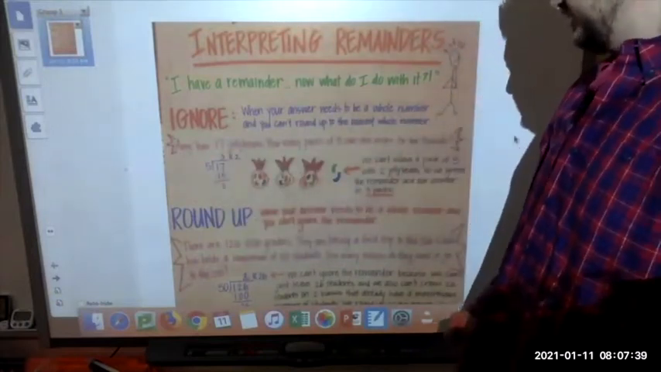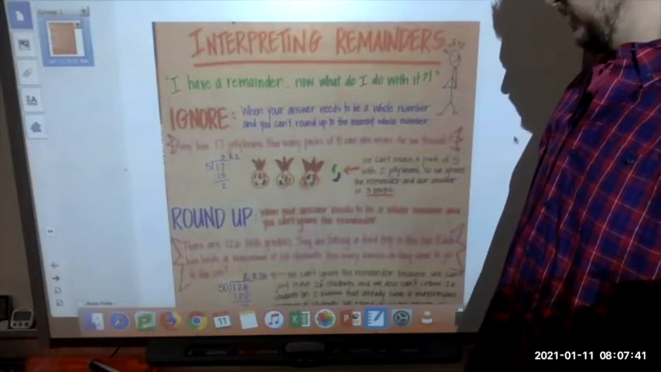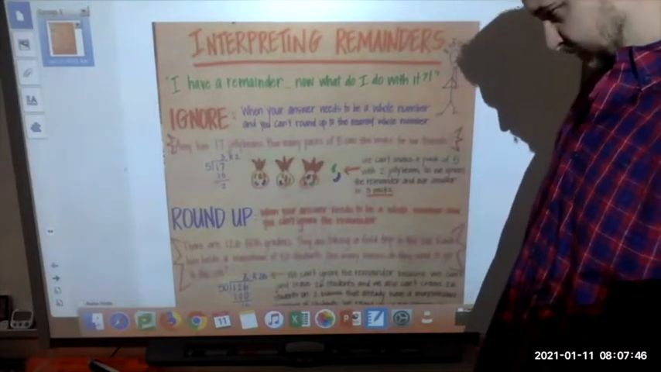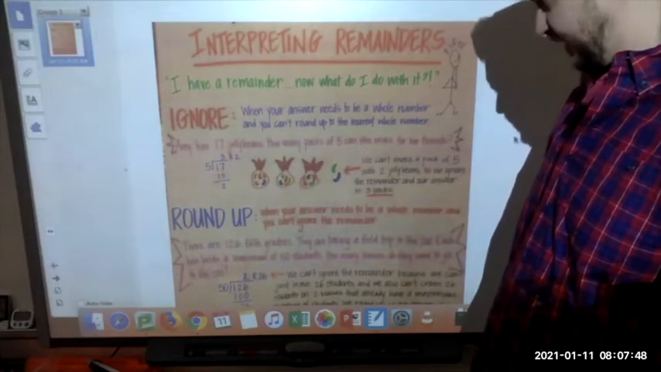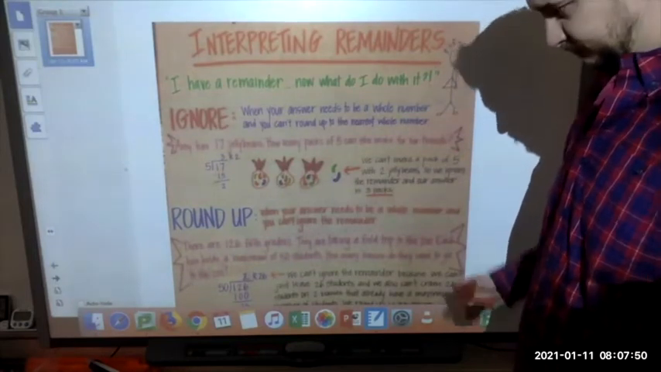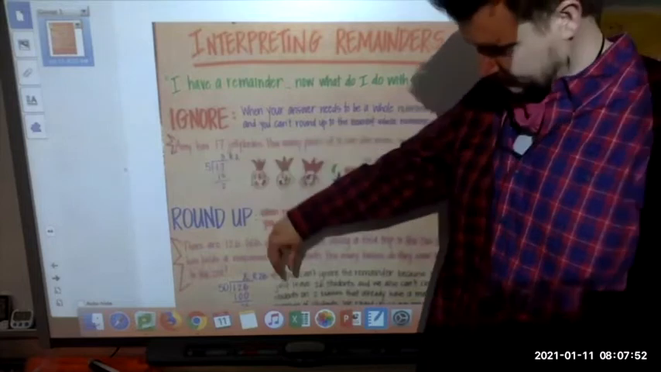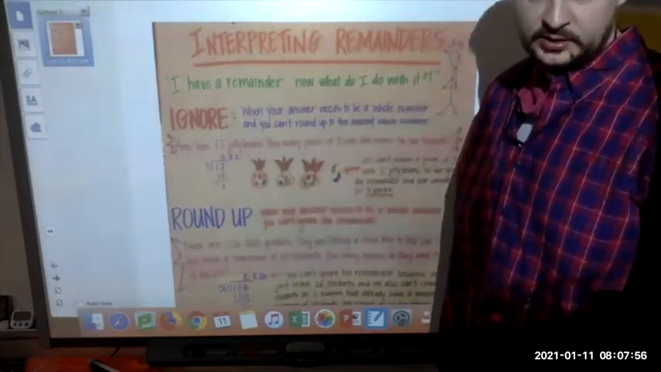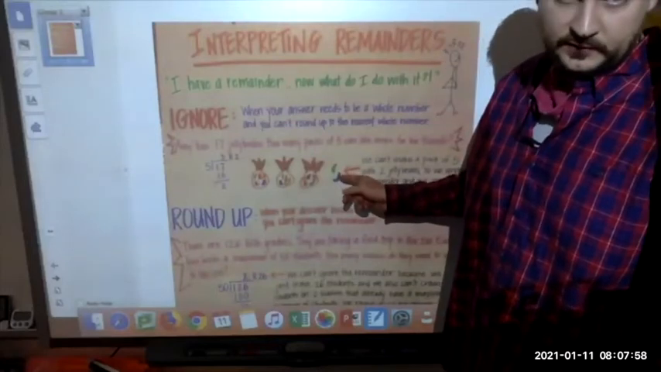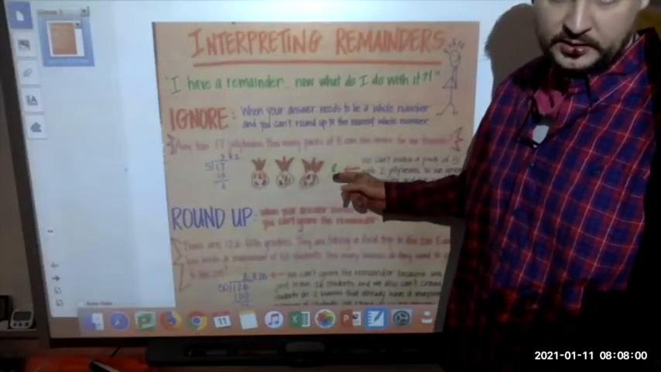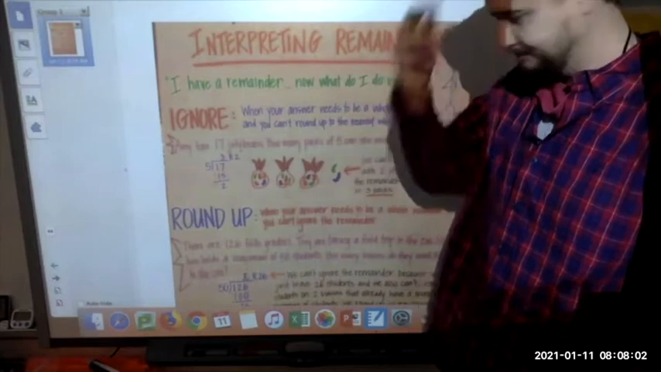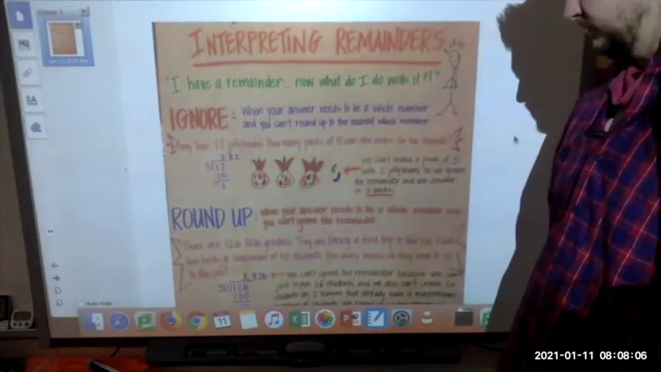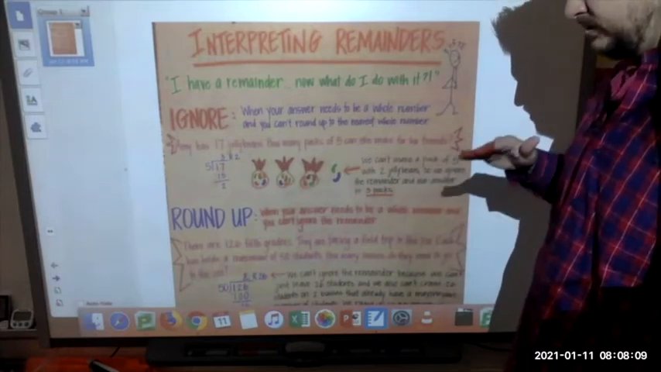When your answer needs to be a whole number and you can't round up to the nearest whole number. So Amy has 17 jelly beans. How many packs of 5 can she make for her friends? If you divide 17 by 5, you see that you can make 3 fair groups, but then there's going to be 2 left over. This 2 left over is the remainder. So we can't just make a pack of 5 with 2 jelly beans. So you have to just ignore them.